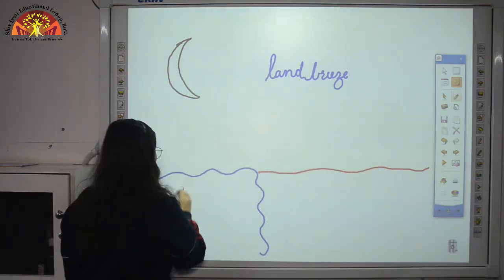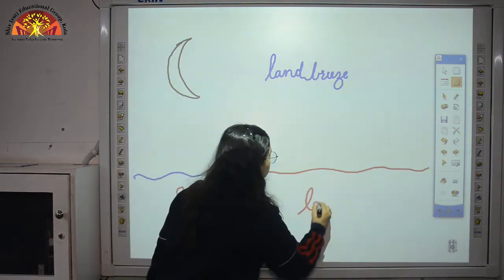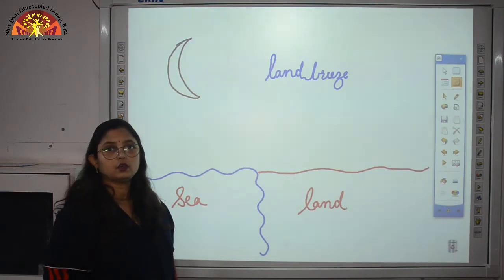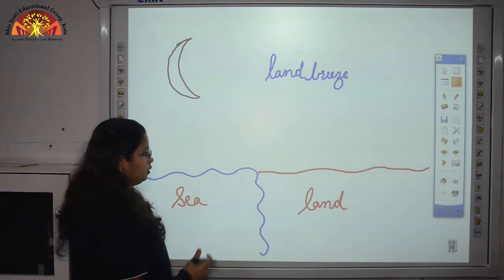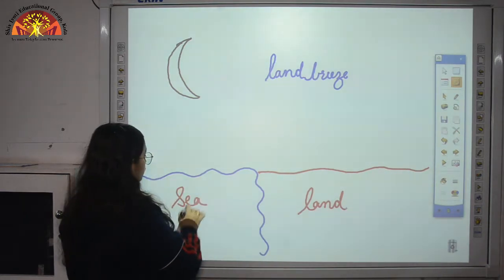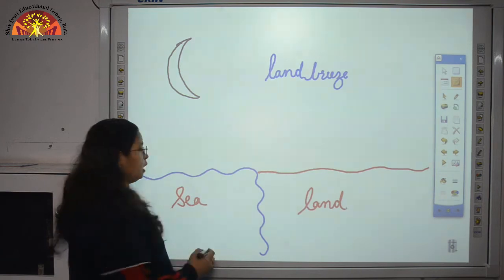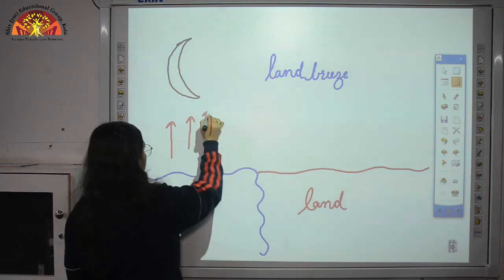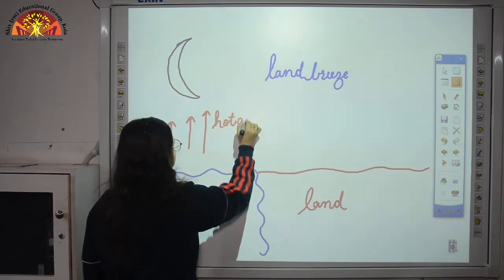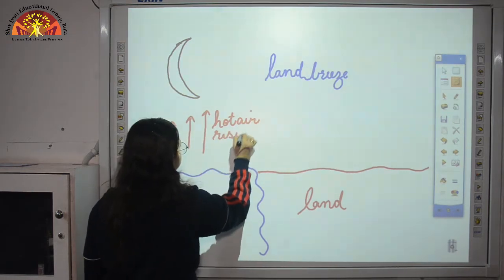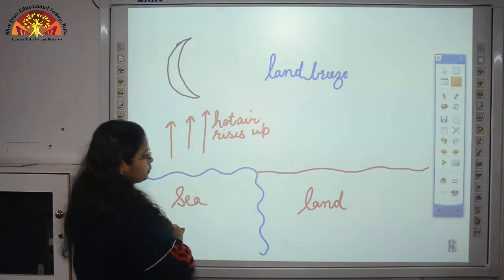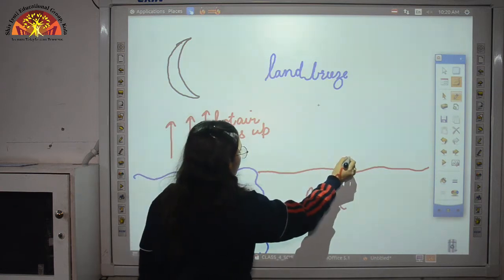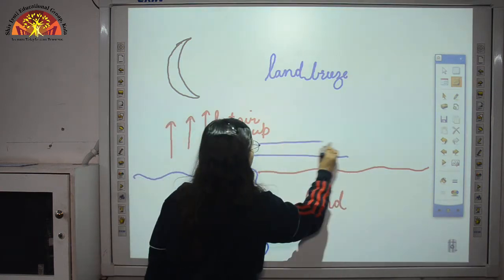Now see children, again this is sea and this part is called land. Now during the night time, as I have told you, land gets cooled faster as compared to the water. So here the air present above the water, that is the air present above the sea, starts rising up because it is hot air. So to take up the space, the air present above the land starts moving towards the sea.